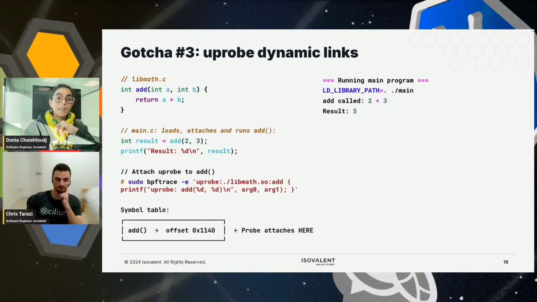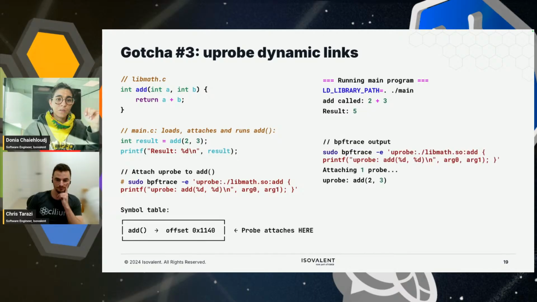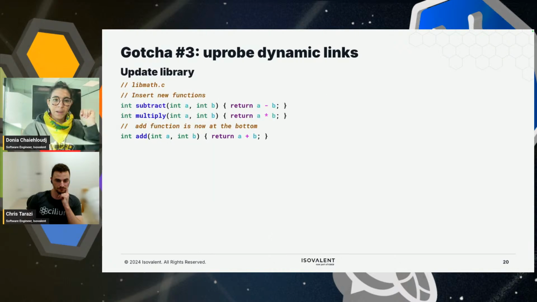So let's see if we run the program. What is the output? The program is resulting in 5, doing the addition, and bpftrace will actually add here the line uprobe add to 3, meaning that it actually did the job, add had been called, and the probe is firing on the call to the function. Great, we're happy with that.